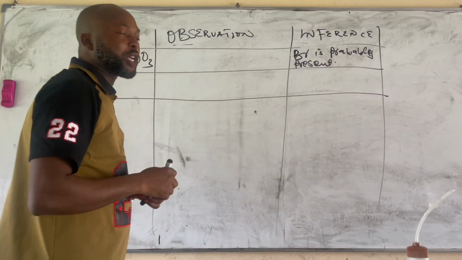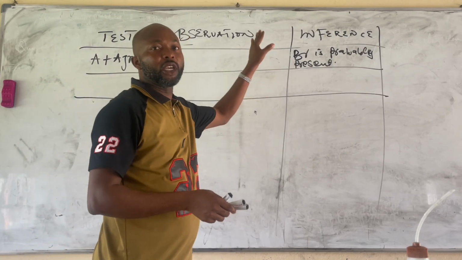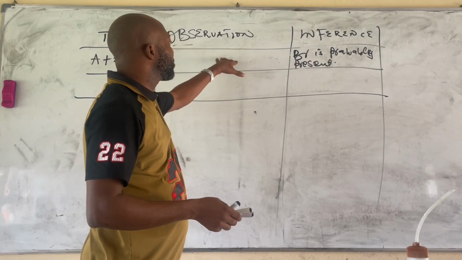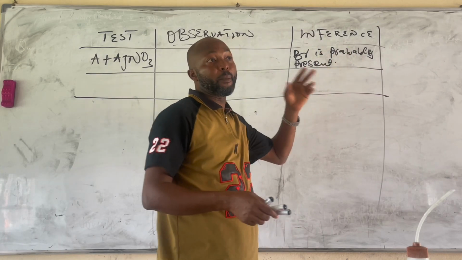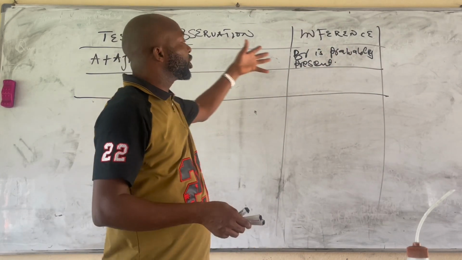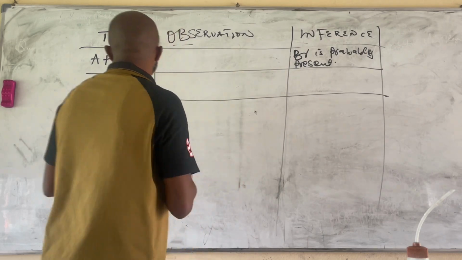Now, if this were to be examined, you see sample A plus this, and this space is empty. You are meant to fill the empty space, and you see what here they say: bromine is probably present. Your mind should go to the observation for the test for bromine, and you'll be able to put that. So that's number one.